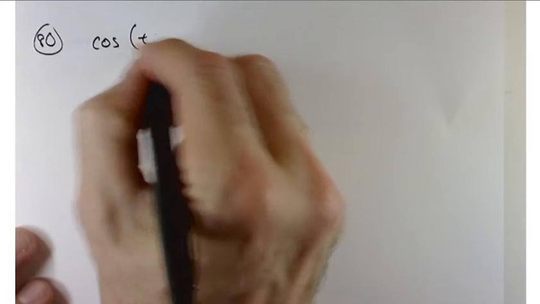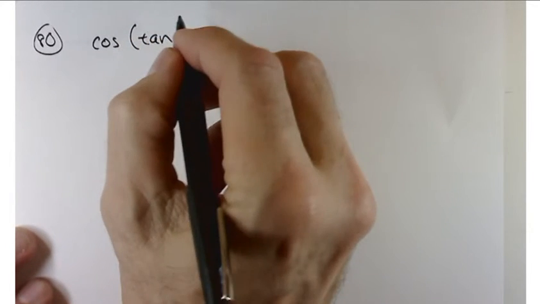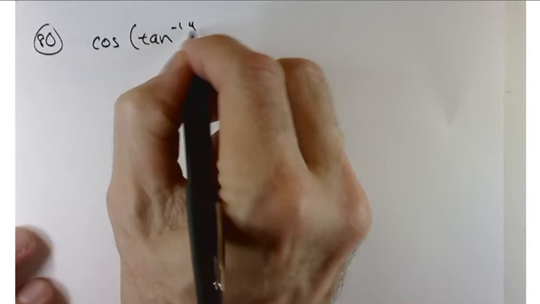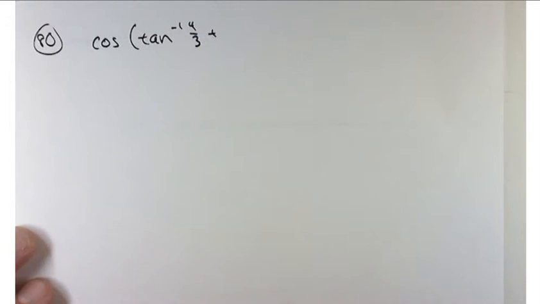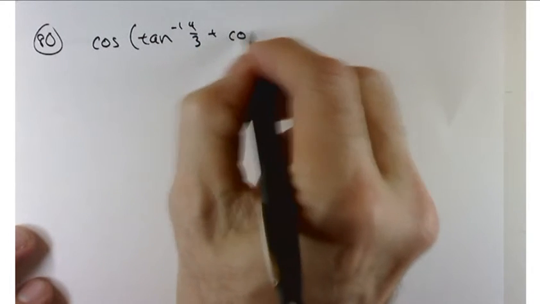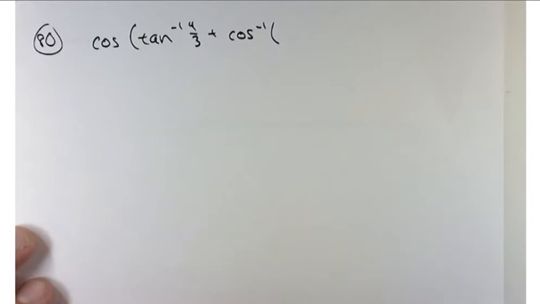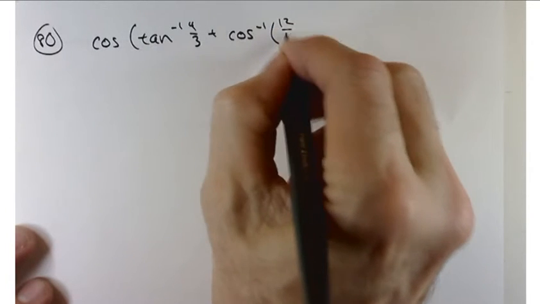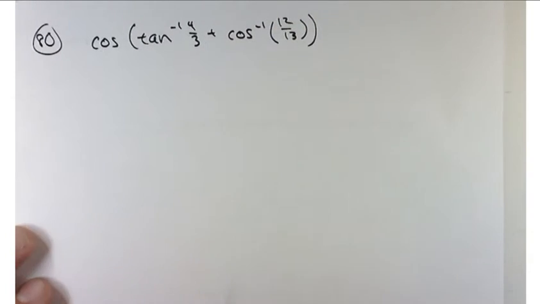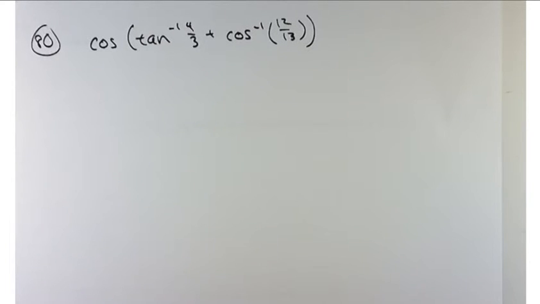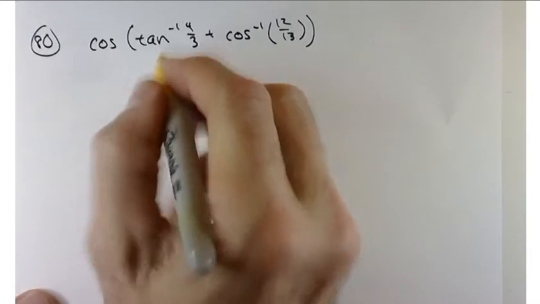Realistically, what they're giving you is another cosine sum formula problem. When you take the inverse trig function of a number, you're going to get an angle. So this is an angle, call it alpha. This is an angle, call it beta. So that's what we're starting out with: the sum of two angles. We're going to end up drawing some more triangles again.